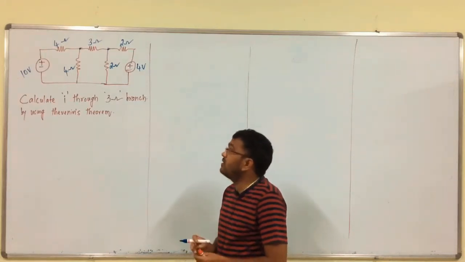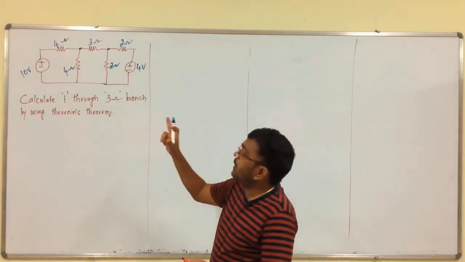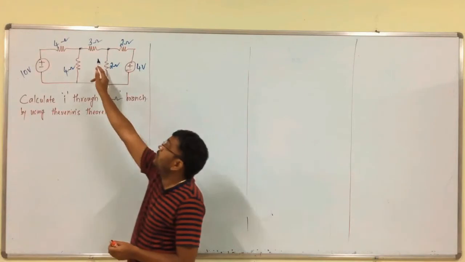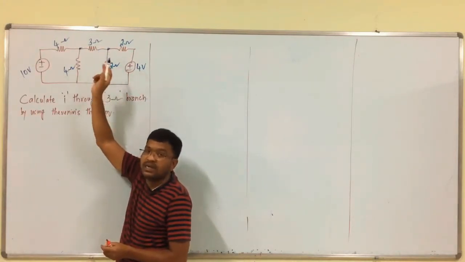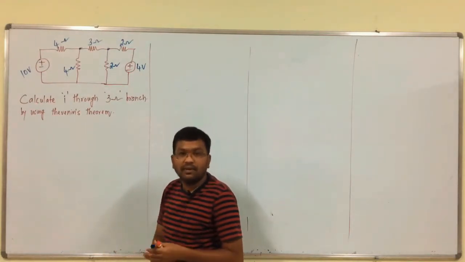Now we have to discuss this problem based on Thevenin's theorem. This is the given circuit, and we have to calculate the current through this 3 ohm branch resistance. That is the load resistance for us. What is the statement of Thevenin's theorem?